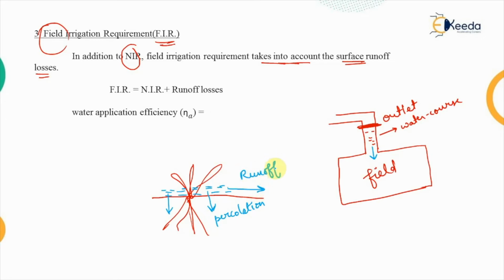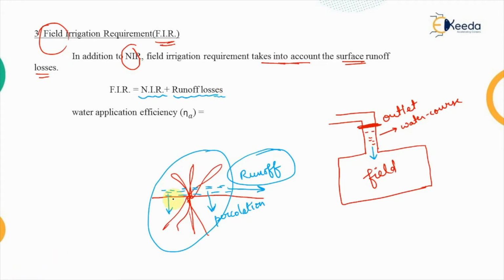That means that will not be used by the crop or by the ground, and that is counted as a loss. So we need to supply the water which is required by the crop, that is known as the net irrigation requirement, and in addition to that we have to supply that much amount of water which can be lost as the runoff.